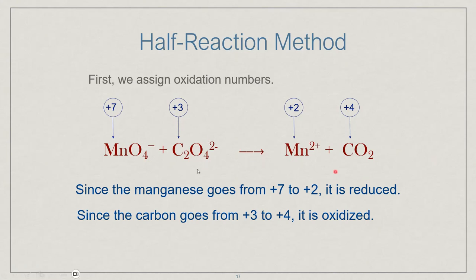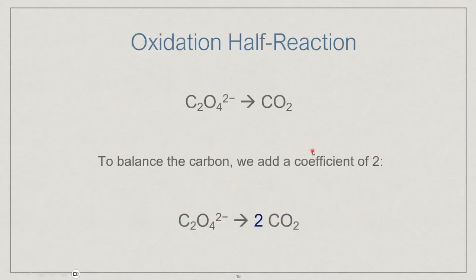So for each of these, we're going to focus on oxalate going to carbon dioxide for the oxidation piece. We're going to focus on the permanganate going to manganese ion with the reduction half. So just looking at the oxidation one first, looking at the carbon. Again, we need to balance this.